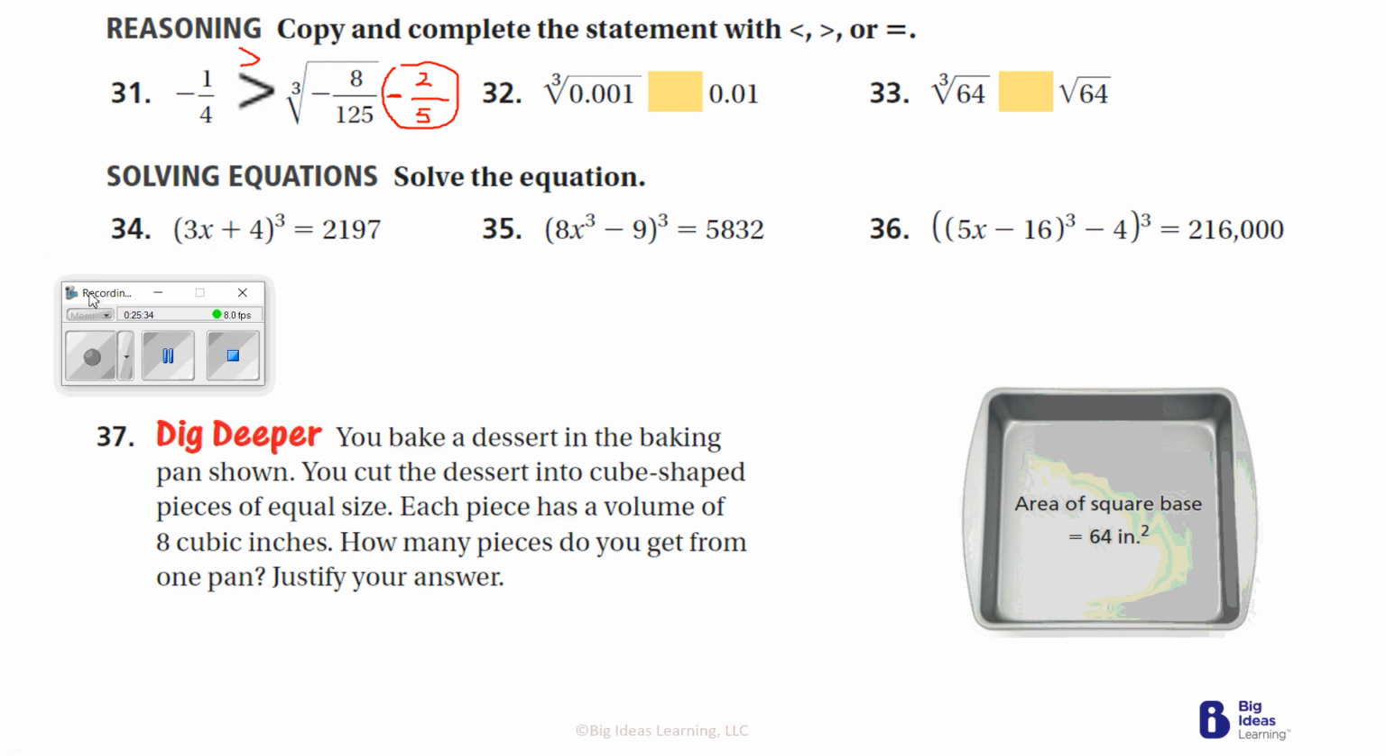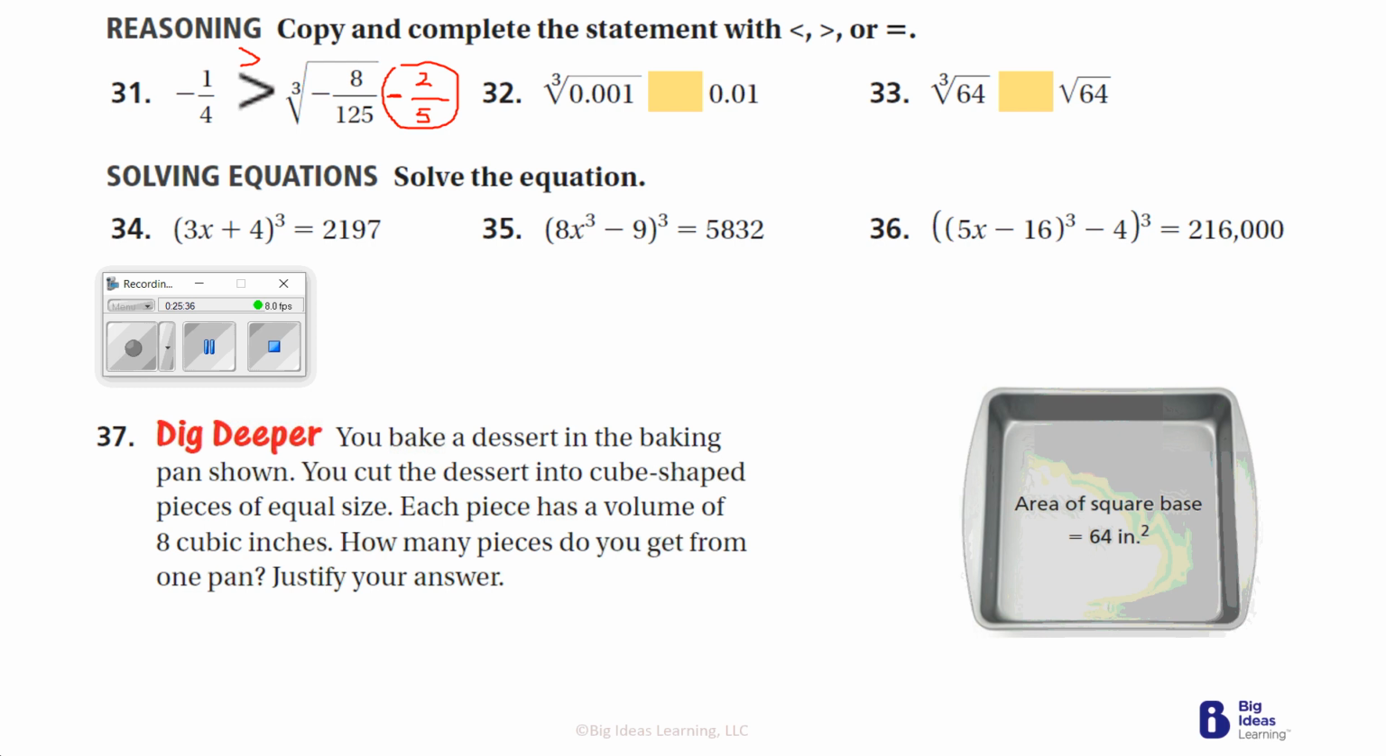32 is for you to do. Let's go ahead and check out number 33 now. 33 says the cube root of 64. We already know that's 4, because 4 times 4 times 4 is going to be 64. And the square root of 64 is 8 times 8. And we do know that 8 is bigger than 4. I'm saying the less than symbol is probably right. Very good. Let's move on to 35.